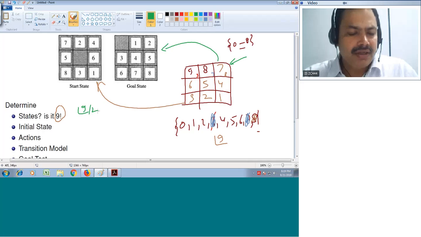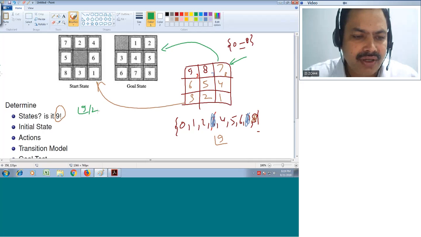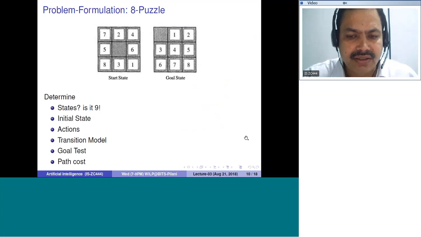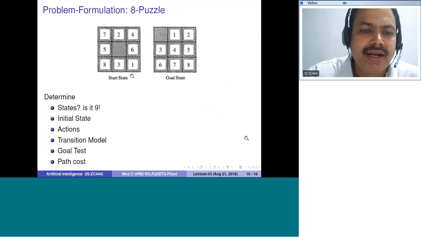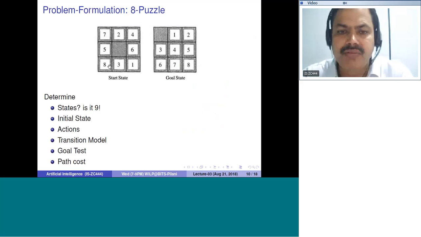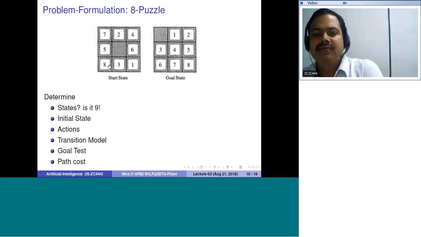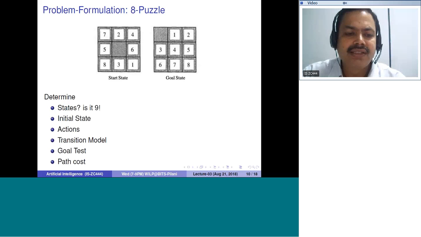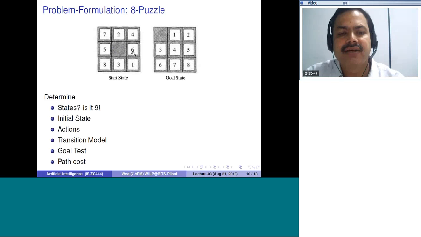Correct? Which is the initial state? Can anybody tell which is the initial state? The initial state is not specified. Any configuration you take is the initial state, and then your task is to tell me what moves are required. What are the actions? Actions could be up, down, left, and right. These are the only actions possible, because for the hole you can take only left, right, up, and down.